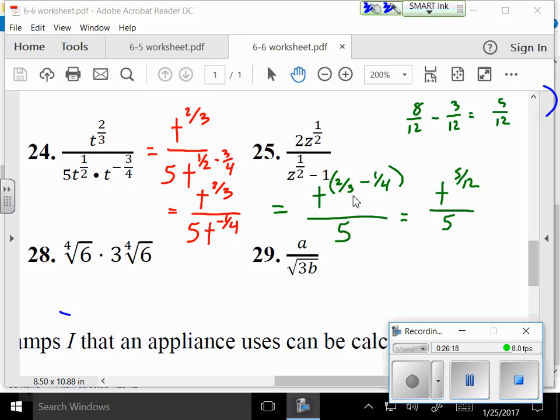Continue with 24. So when we subtract our exponents, 2/3 minus 1/4 broken up with common denominators, you get 5/12. So t to the 5/12 and the 5 stay in the denominator. And that would be considered simplified.